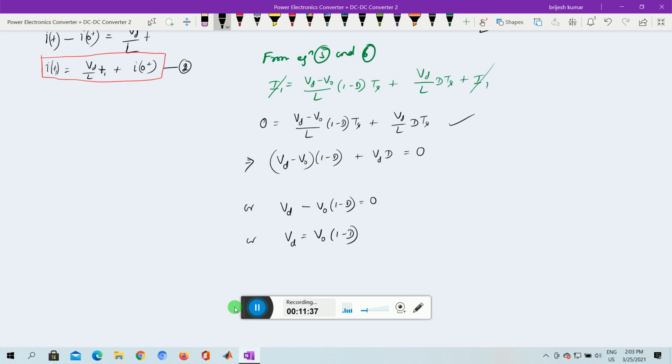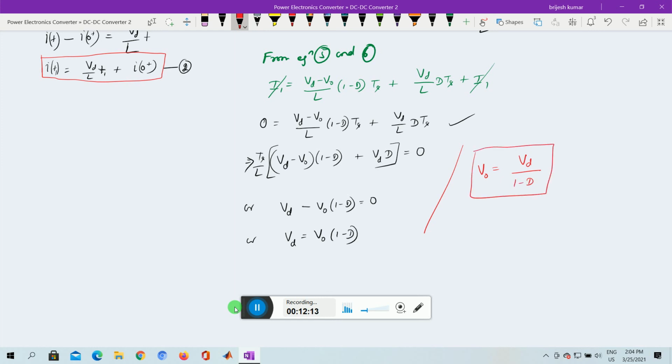And here this constant term we can take aside and the remaining term we can multiply is equal to 0. So we can simply write that this term is multiplied with Ts by L and the other term is equal to 0. From that we get the internal term equal to 0. So Vd times (1 minus d) and Vd times d. So it will be (Vd minus V0) times (1 minus d). So here we get the value. The conclusion out of it is that V0 is equal to Vd by (1 minus d).